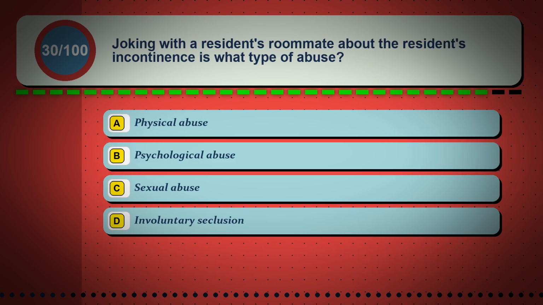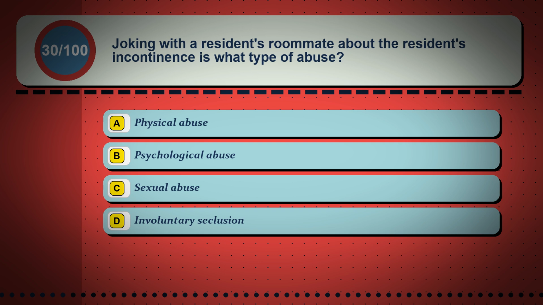Question 30. Joking with a resident's roommate about the resident's incontinence is what type of abuse? Option A. Physical abuse. Option B. Psychological abuse. Option C. Sexual abuse. Option D. Involuntary seclusion.